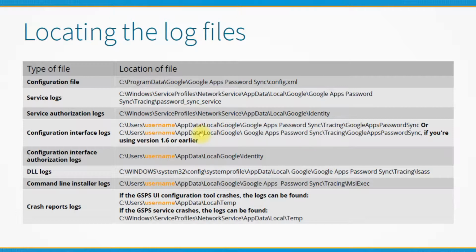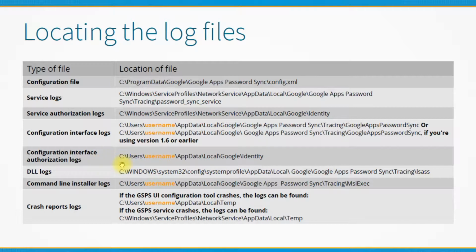So if you encounter any error, you will have to open these log files and see the error number, and then go to the support site of Google, or Google it on the internet, and find what is going on in the process or in the interface. We have then the configuration interface authorization logs.